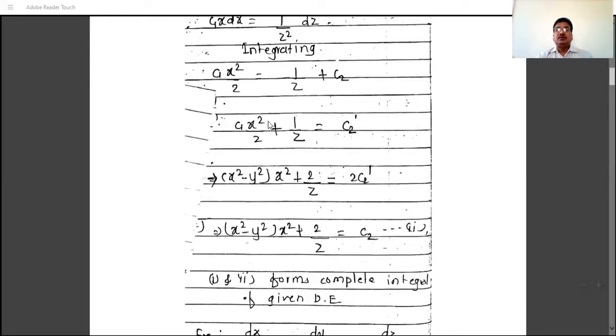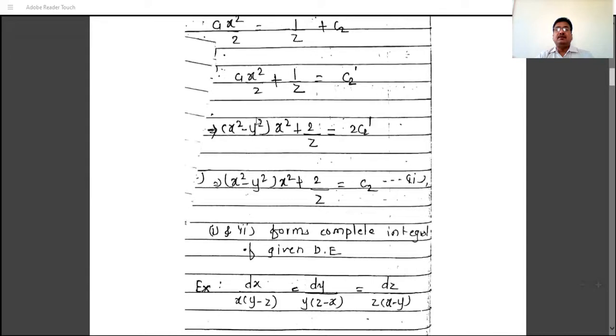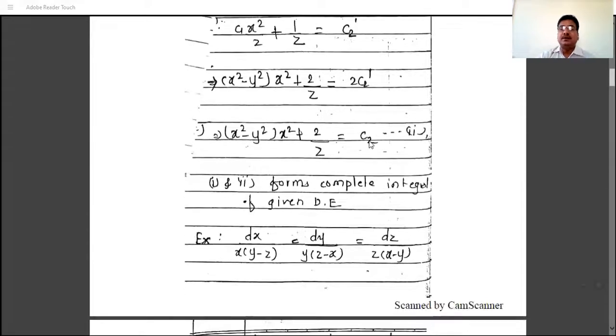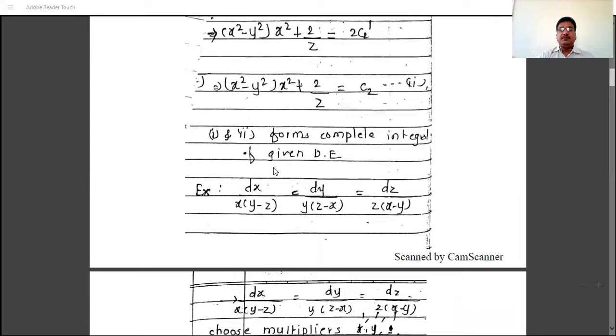So we have, this is the second solution, c1 x square by 2 plus 1 by z is equal to c2, and then multiplying by 2, we have this, and then substitute c1 as x square minus y square. So x square minus y square into x square plus 2 by z is equal to c2. This is the second solution of the given differential equation. So 1 and 2 form the complete integral or general solution of the given differential equation.